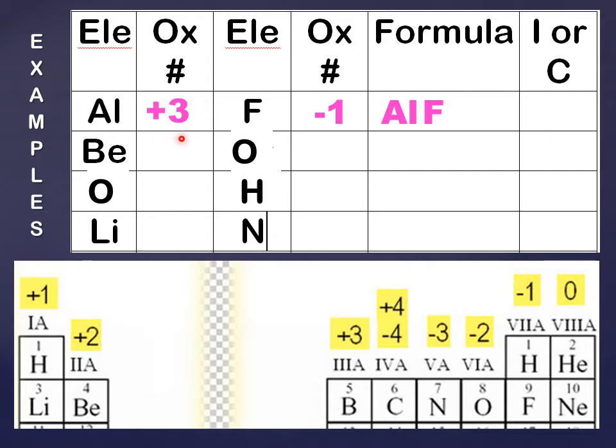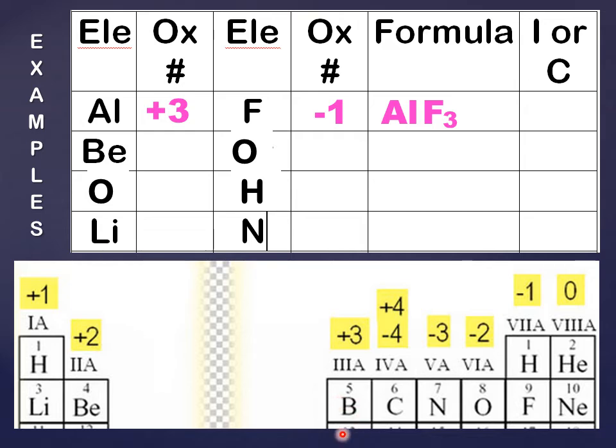Now, we don't have to put a 1, right? We know it's 1. So then we write the fluorine, the F, and then we're going to write the oxidation number for aluminum. So 3. So AlF3. That's the formula for when aluminum and fluorine combine. So we write the positive ion first. The subscript would be the charge of fluorine.